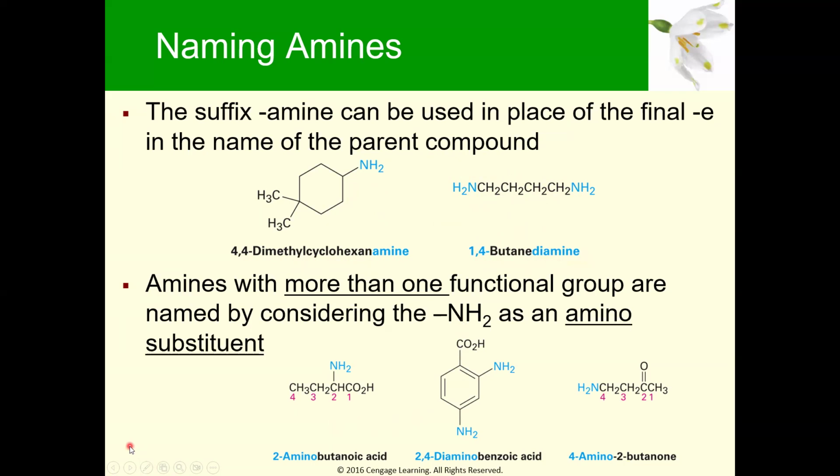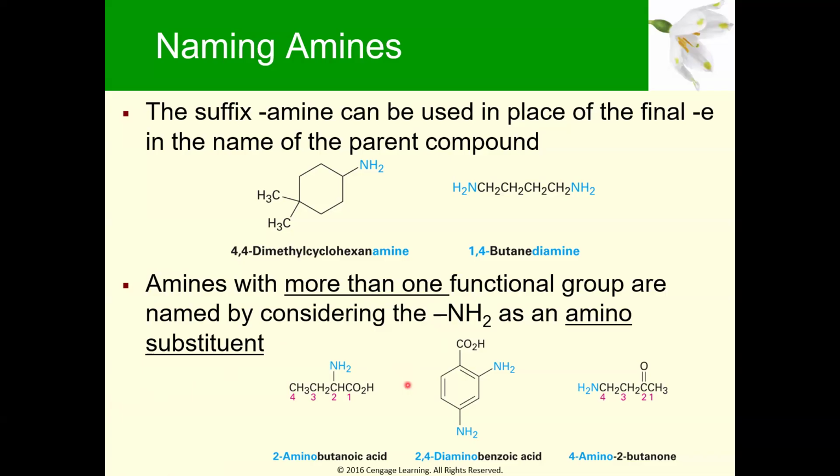Now, amines are kind of like alcohols in that they're most often just treated as a substituent, and even like halides. Most of the time in the naming, they just end up getting incorporated into the name as a substituent. And you have to do that when you have multiple functional groups. So amines with more than one functional group are named by considering the NH2 as an amino substituent. And remember, that means it becomes a prefix rather than a suffix.